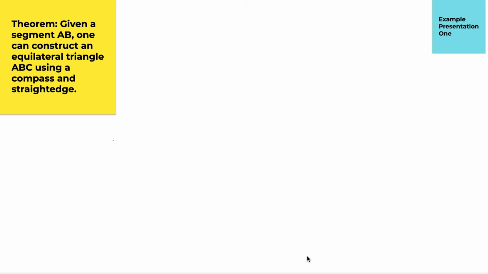Hi everybody, welcome to the first example presentation. We're going to show how you might present Euclid's proof of Book 1, Proposition 1: that given a segment, one can construct an equilateral triangle ABC using a compass and straight edge.